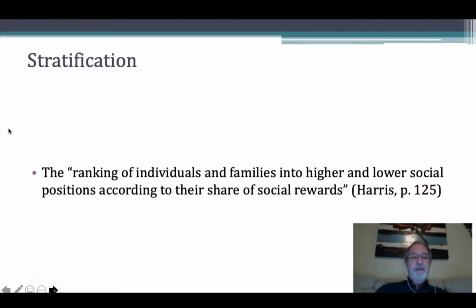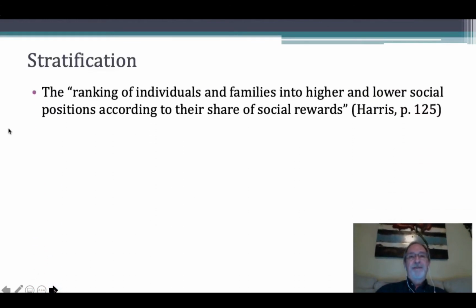So as I said, we want to talk about social stratification and class. To me, it's unfortunate that we feel like we have to sort people into different kinds of groups. And stratification refers to ranking people based on their social positions according to their share of social rewards. And here I'm quoting Harris again, and I referred to her book several times.